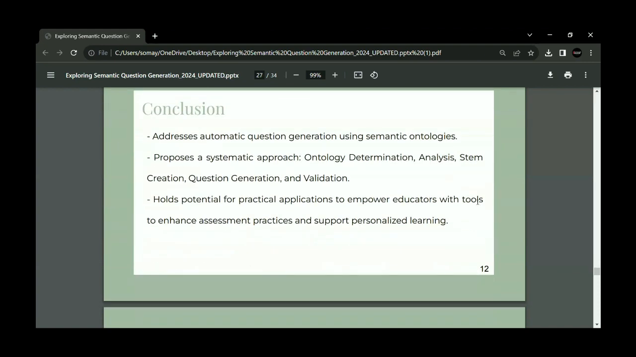So we can conclude that in our research, we addressed automatic question generation using semantic ontology, and we proposed a systematic approach that contains ontology determination, analysis, stem creation, question generation, and validation. And it holds potential for practical application to empower educators with tools to enhance assessment practice and support personalized learning.